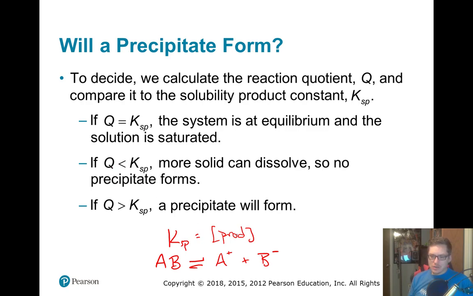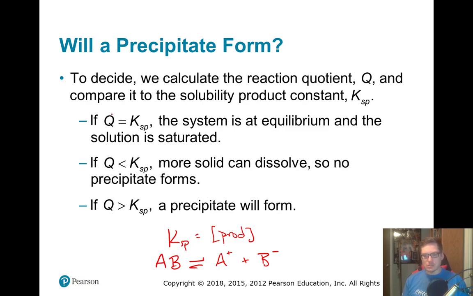If your Q is less than your K, that means you've got fewer products than you can have, right? You're not multiplying by big enough numbers yet, so your Q can get bigger. So therefore, you remember your K is your max. Okay, your K is when you're saturated. All right, now if your Q, your reaction quotient, is bigger than K, your KSP, that means your products are too high. So therefore, you're going to have to form a precipitate in order for those things to fall out of solution.